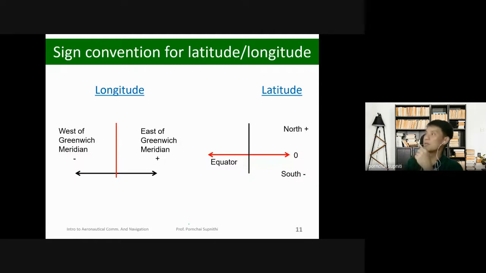And this is the sign convention. If you are east of the meridian, you have positive longitude. If you are west of the meridian, you have negative longitude, okay. But sometimes some people don't say negative, they just add up, so 180 until 360 degrees, okay. For latitude as well, if you are north of the equator, then you are positive. If you are south, you are negative. Or some people just say the number and then in parentheses they say south. That's also possible.